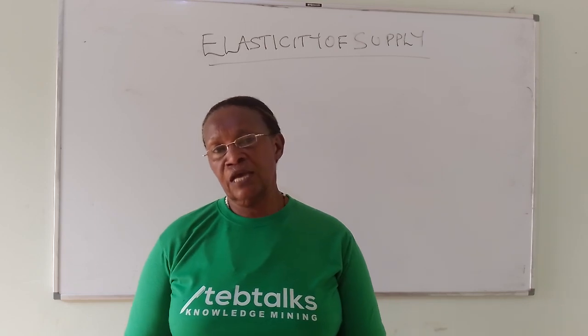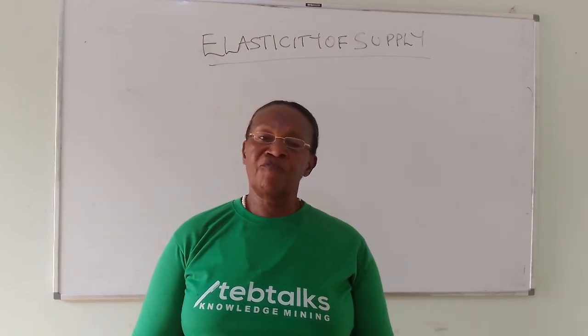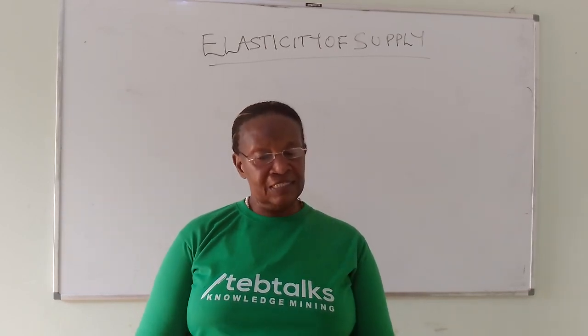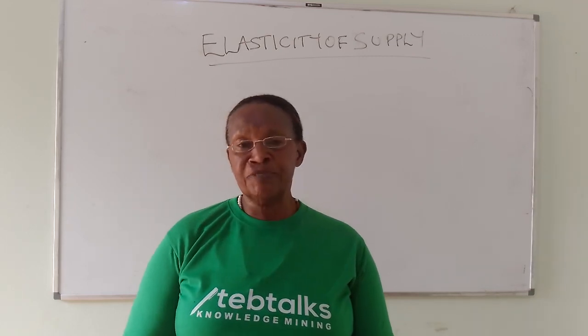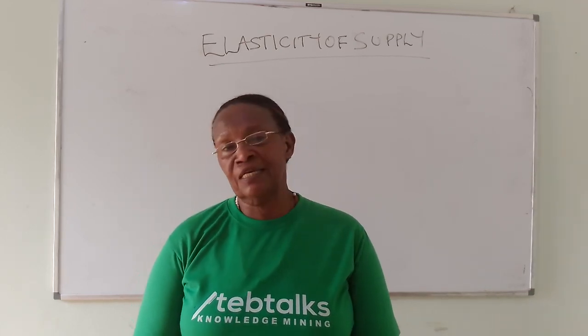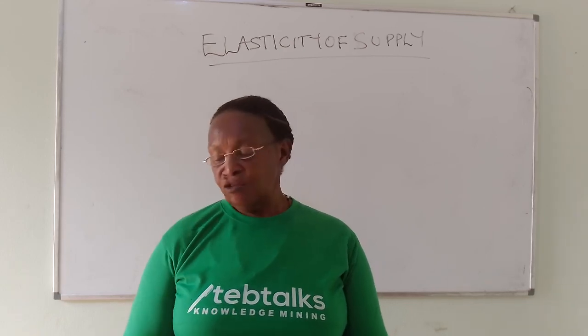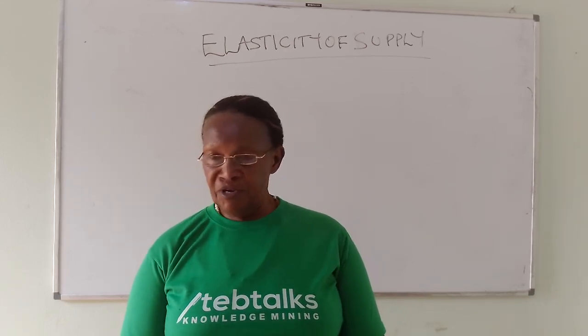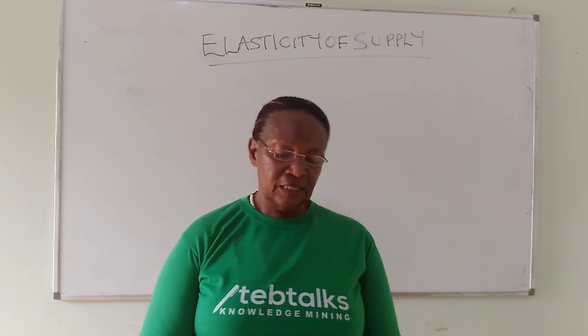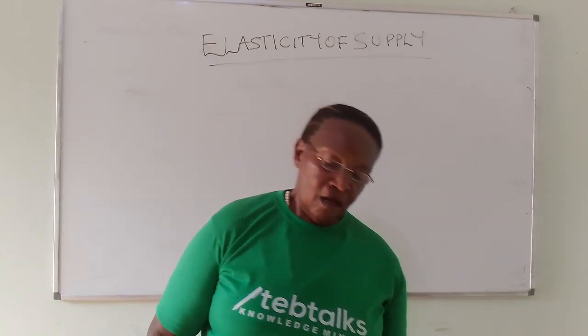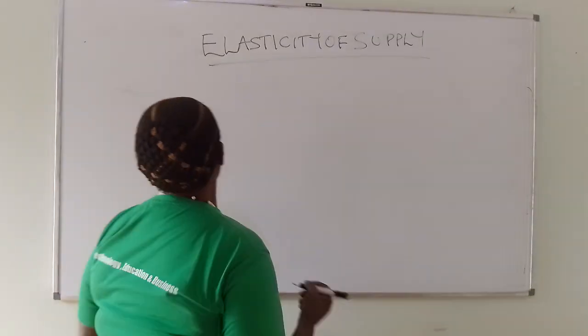So we are looking at elasticity in that kind of trend. You introduce a change in one of the variables which affect supply, and then try to observe how much quantity will be supplied as a result or corresponding to that change in the variable which affects supply. Let's begin with the price elasticity of supply.